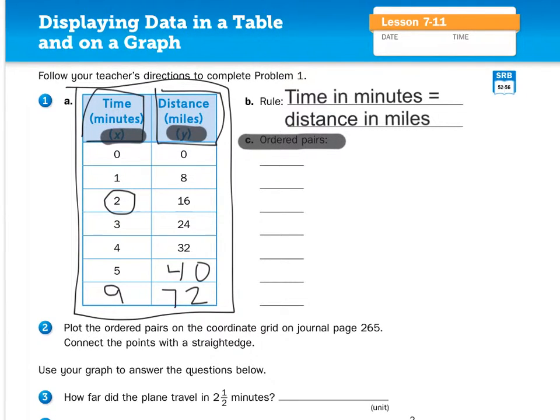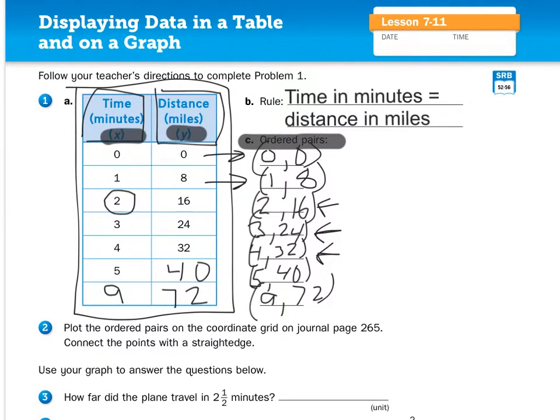So let me give you the first example for this first line. It's going to be the ordered pair of 0, 0. I'll do the next one, 1, 8. Can you do the remaining ones? For here, and here, and here. Noticing that this one came from over here, and this one was right there. Okay, so the rest of your ordered pair should look like mine. I have 324, 432, 540, and 972. So we completed part number 1 of this problem.